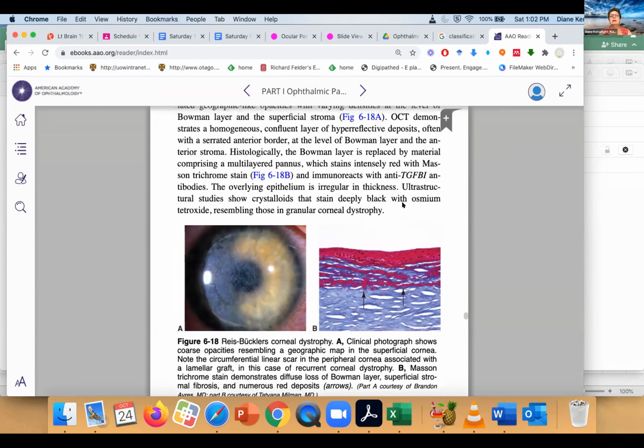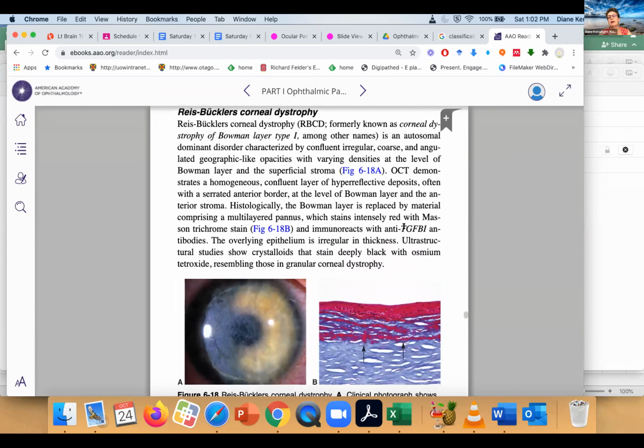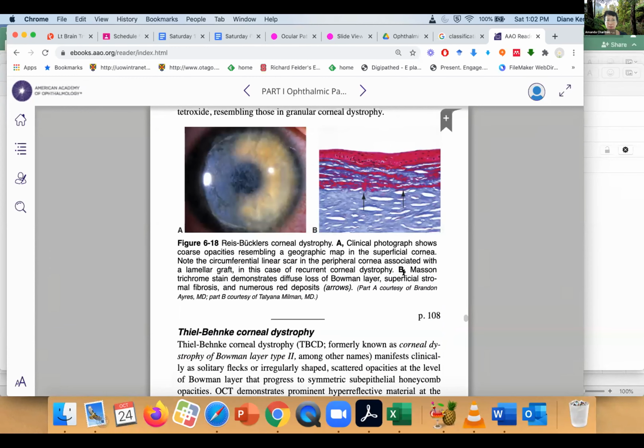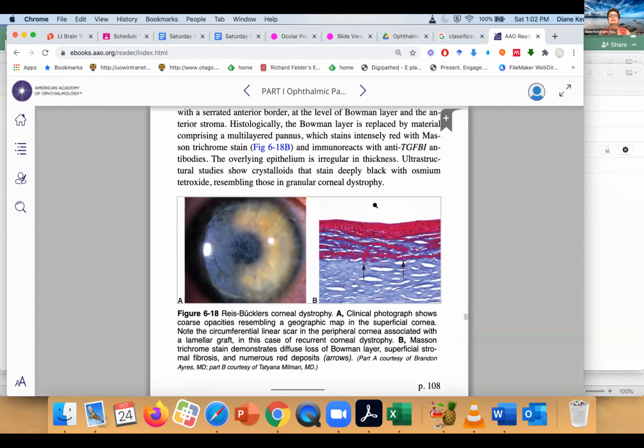Yeah, the Reis-Bücklers would stain bright red with Masson's trichrome, and this is this picture here. So we're considering that maybe it's an atypical presentation of Reis-Bücklers with lumps everywhere. And it's clearly something that recurs because this is the second transplant they've had at least. That's a clue, isn't it?